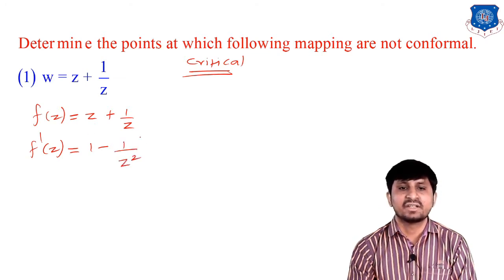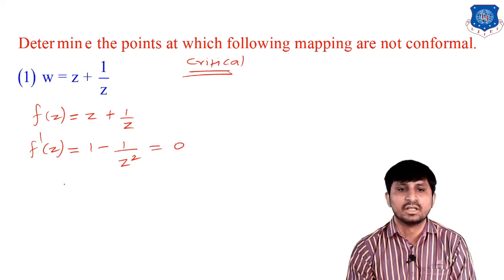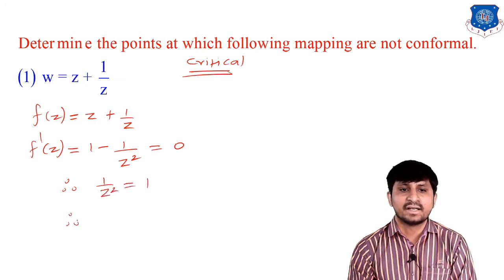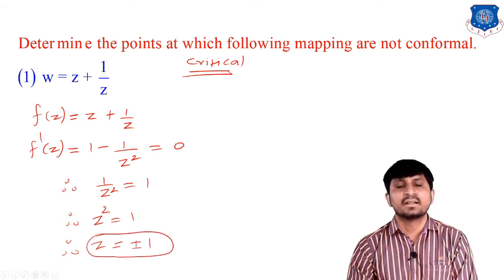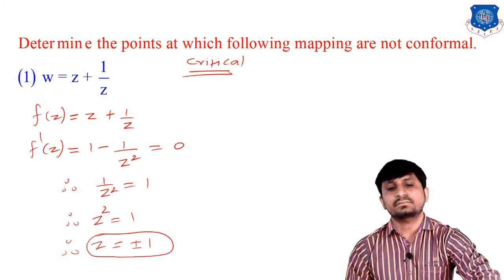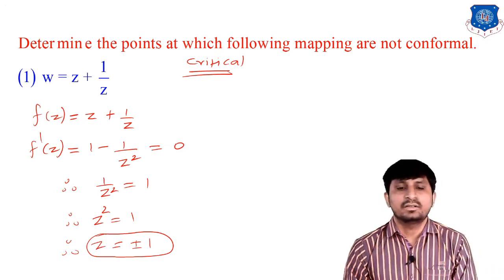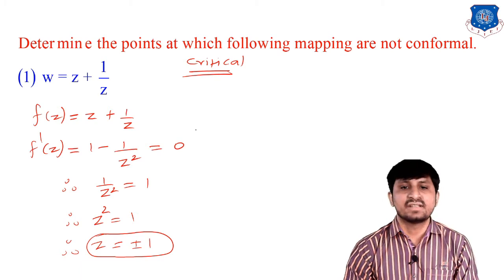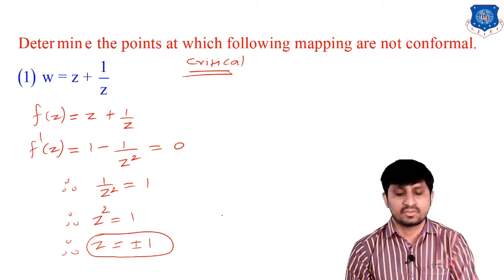Differentiation of z is 1, differentiation of 1 upon z is minus 1 upon z square, and that is equal to 0. So 1 upon z square is equal to 1, and z square is equal to 1, and z is equal to plus or minus 1. Clear? So z is equal to plus or minus 1. These are critical points.